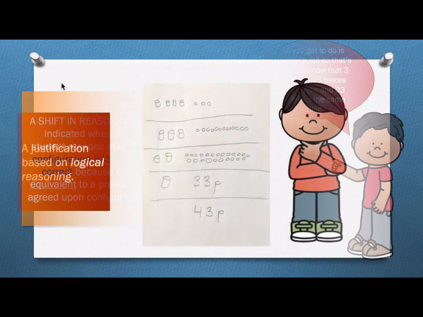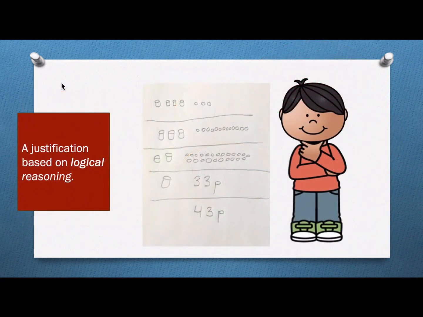Another shift we have observed frequently is from drawing pictures of rolls and pieces to using numerals to indicate the number of rolls and pieces. In particular, students often make this shift when the number of pieces in their configuration is large.